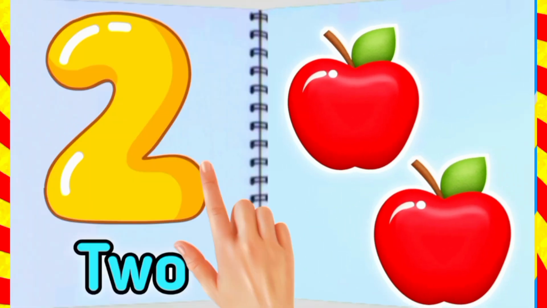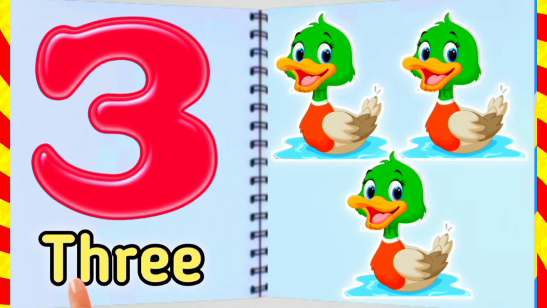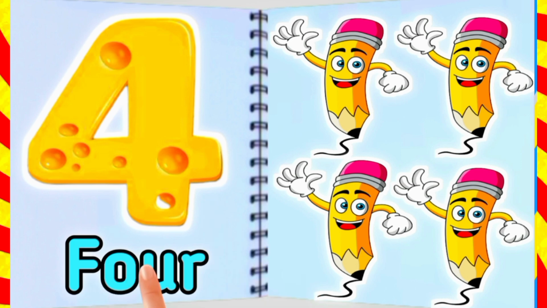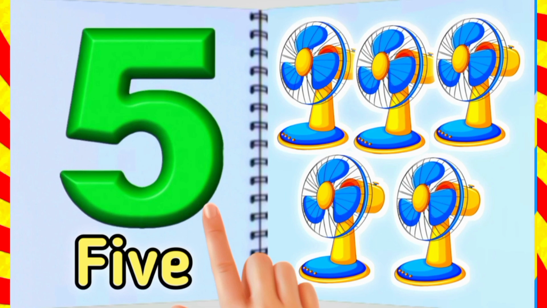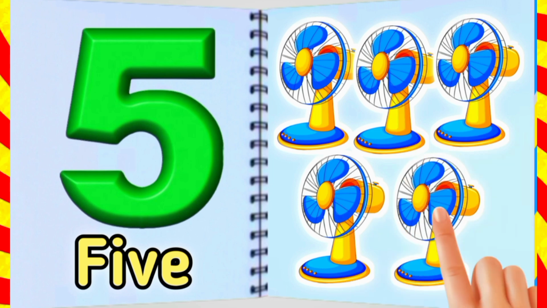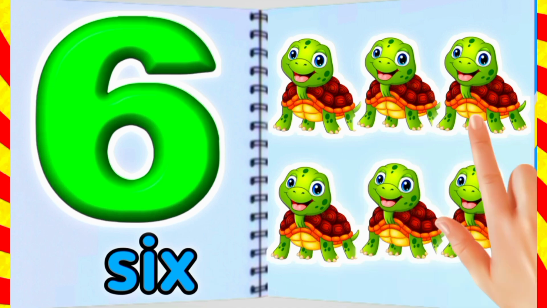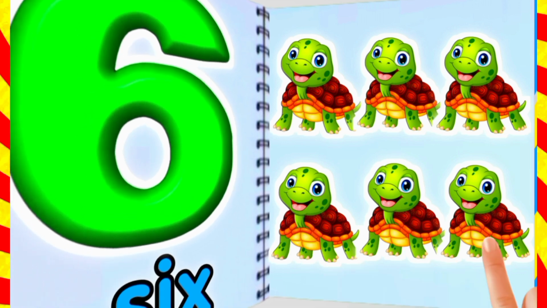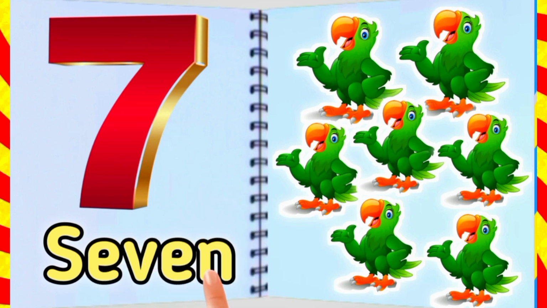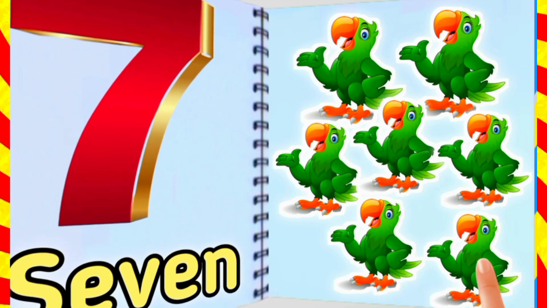One tiger. Two apples. 1, 2. 3 ducks. 1, 2, 3. 4 pencils. 1, 2, 3, 4. 5 fans. 1, 2, 3, 4, 5. 6 turtles. 1, 2, 3, 4, 5, 6. 7 parrots. 1, 2, 3, 4, 5, 6, 7.